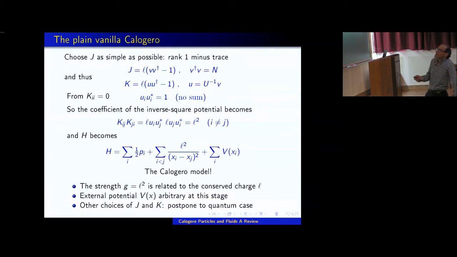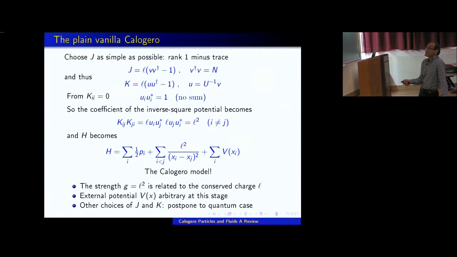So the coefficient of the inverse square potential, which was Kij, Kji, if you remember it was here, if you express it in this form, it becomes L times this times L times that, but you see that you have Ui star, Uj star. Each one of these terms is 1. So even if U is time dependent, there is no dependence here, and that turns out to be L squared. So lo and behold, you recover the Calogero model. So the Calogero model is embedded in the matrix model for this particular choice of that conserved quantity, that conserved momentum. You see that the strength of the model arose actually from the kinetic term of the matrix model and is related to that conserved charge J or L.